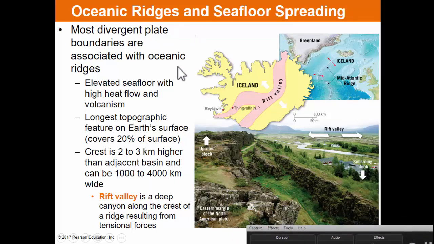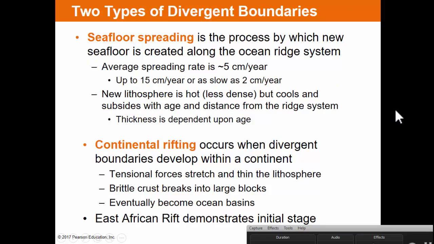So most divergent plate boundaries are associated with oceanic ridges, the elevated seafloor with high heat and volcanism, so you get a lot of magma flowing up. It's the longest, as I said, topographical feature on Earth. Those ridges take up 20% of the Earth's surface, 2 to 3 kilometers higher than the adjacent basin, and they can be 1 to 4,000 kilometers wide. So this is a big feature. And of course, the rift valley is going to be a deep canyon along the crest of the ridge that forms because of those tensional forces, as I explained.